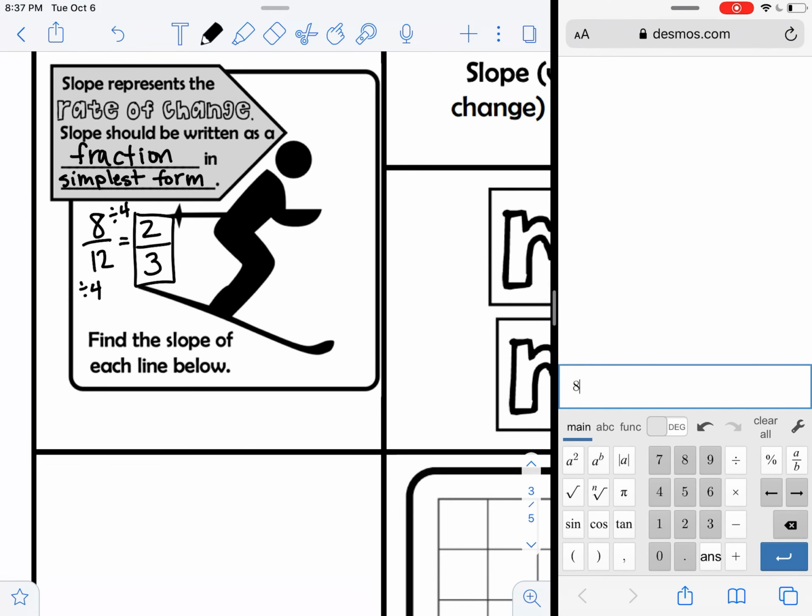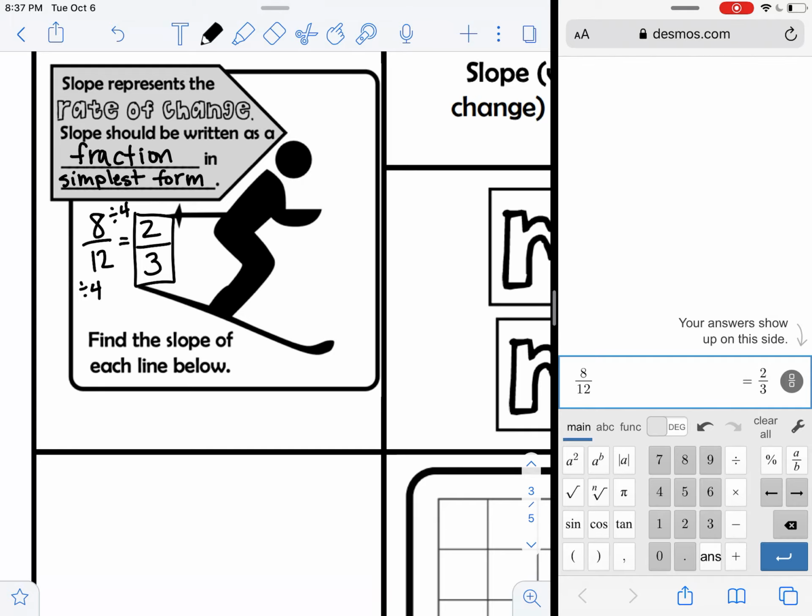It's a little big, sorry. And let's take that 8 and divide it by 12. Now, it's going to give you a fraction, or it's going to give you a decimal, but you can always change that to a fraction by clicking that little dot right there. And see, 8 divided by 12 can also be written as 2/3.